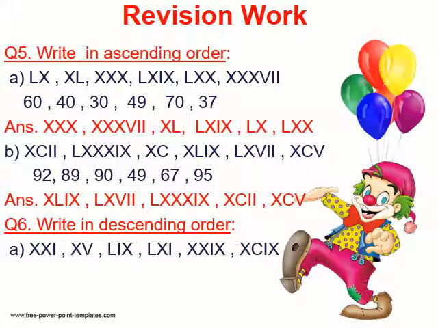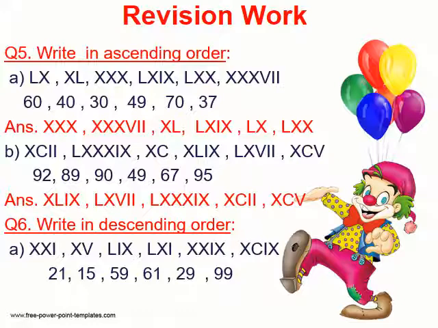So the question is XXI, XV, LIX, LXI, XXIX, XCIX. First of all, write down the value of these Roman numerals. The value of XXI is 21, XV is 15, LIX is 59, LXI is 61, XXIX is 29, XCIX is 99.